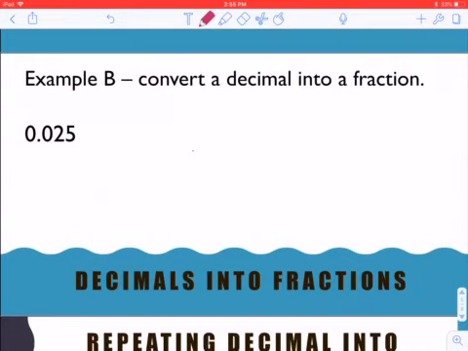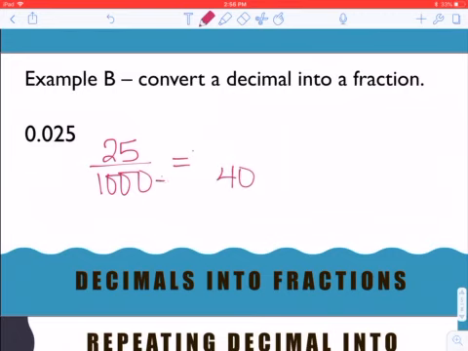Example B, convert a decimal into a fraction. So again, we're looking for place value here. So the 5 is in the thousandths place. So that tells me to put 25 over 1,000. 25 can go into 1,000. So I need to take 1,000 divided by 25, and I get 40. And 25 divided by 25 is 1. So 0.025 is the same thing as 1 over 40.